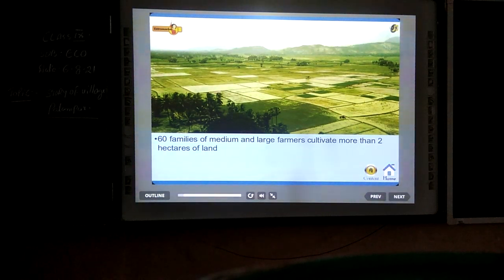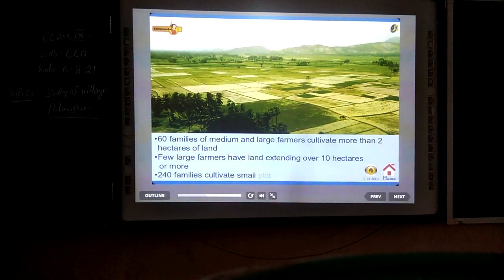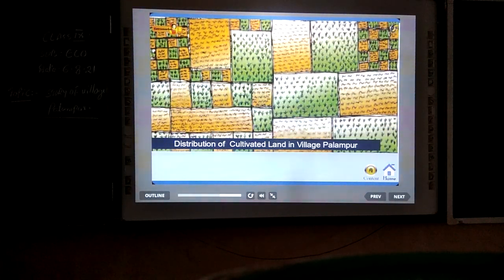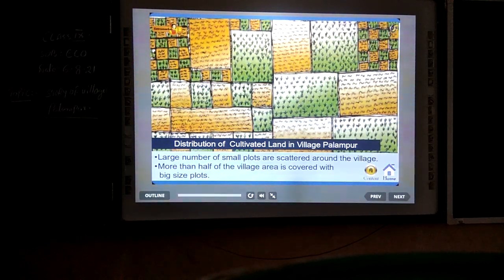Families of medium and large farmers cultivate more than 2 hectares of land. Few large farmers have land extending over 10 hectares or more. 240 families cultivate small plots of less than 2 hectares. From this picture, you can see the distribution of cultivated land in village Palanpur. A large number of small plots are scattered around the village, and more than half of the village area is covered with big-sized plots.